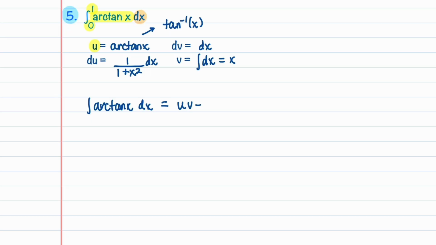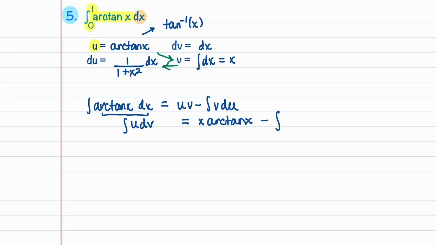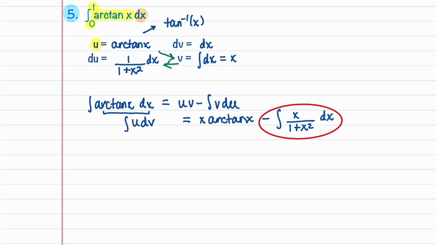This is uv minus the integral v du, and remember that this part is just our integral u dv. Let's multiply u times v. That gives us x arctan x, and then we're going to subtract off the integral of v times du. Our v is x, and then our du is 1 over 1 plus x squared dx. Now, we're not out of the woods yet. We need to integrate this integral right here.